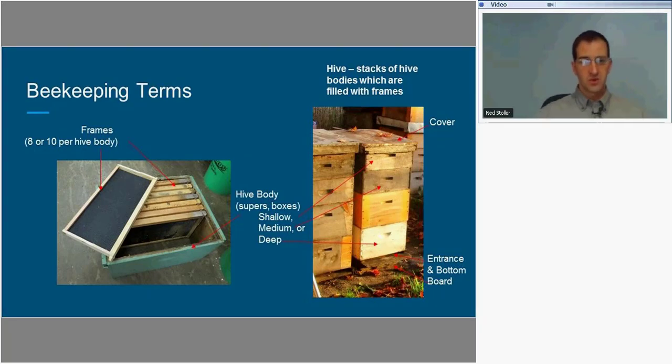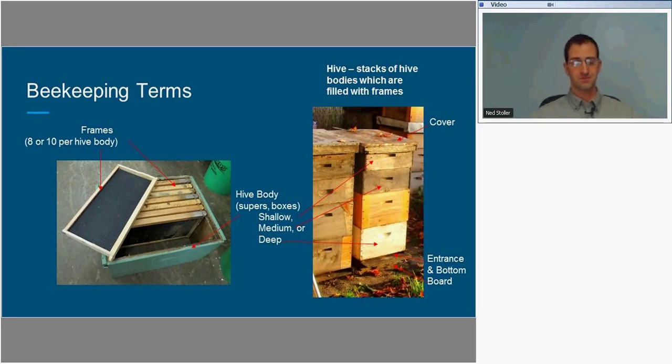And for those who are not familiar with beekeeping, just a few terms here. We're going to start out with the hive body. It is what looks like a box to you. And stacks of hive bodies together make up the hive. Inside the hive body are frames, either 8 or 10 frames per hive, and they hang down into the hive bodies. And the frames might have wires stretched between them.